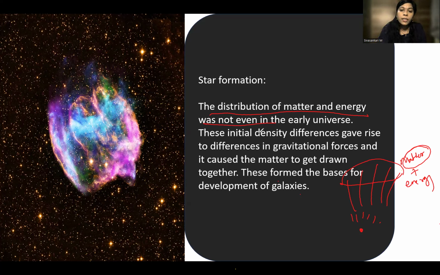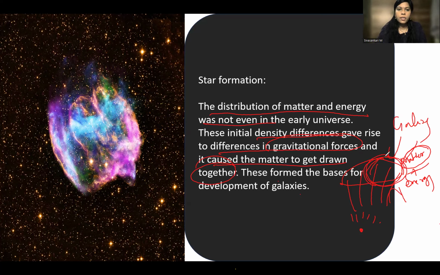So these initial density differences, because in one place it will be highly dense, thick, and in another place it will be less thick. This density difference gave rise to differences in gravitational forces. Where it is denser, gravitational force will be higher, and where it is less dense, gravitational force will be less. Differences in density gave rise to differences in gravitational forces, and it caused the matter to get drawn together. Where the gravitational force is high, the matter starts to accumulate in that place. That led to the formation of galaxies.